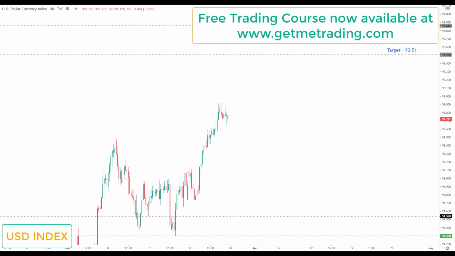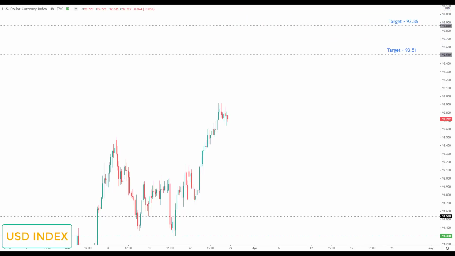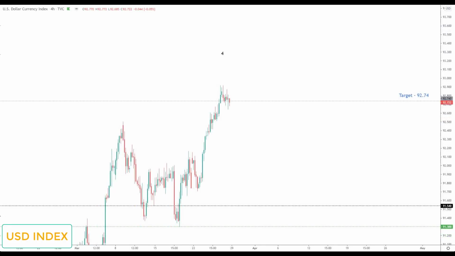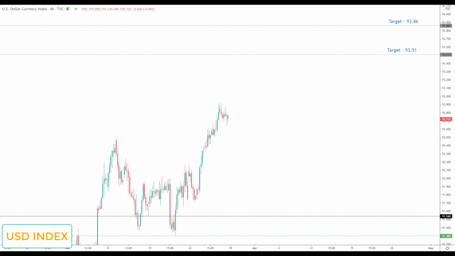We are still trending to the upside. And if we are going to reverse, we need to see that reversal from this area first before we start to look for short positions or become bearish on the DXY. So we did take out the target set last week at the 92.74. Going into this week, I am bullish on the US dollar as a bias.